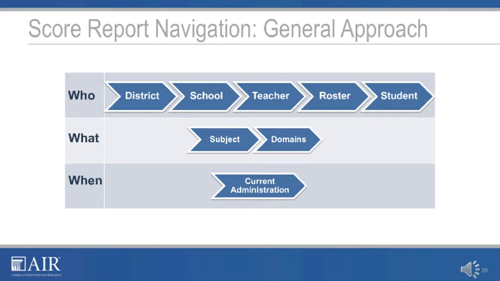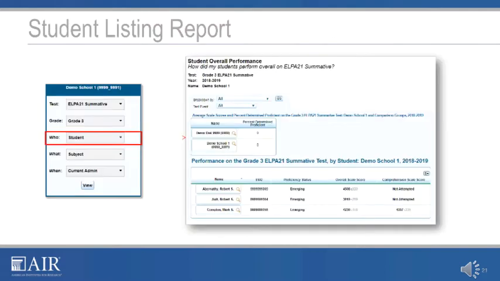For more information on using the exploration menu to navigate between score reports, consult the Online Reporting System User Guide. Using the exploration menu, you can view reports at different levels: districts, schools, teachers, rosters, and students. This is a sample student listing report showing student performance in each achievement level. You can access the student listing report by clicking the magnifying glass next to a school, teacher, or roster, and then selecting Student in the exploration menu's Who drop-down list.